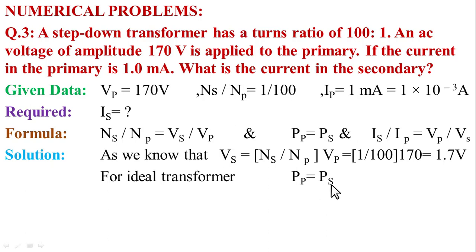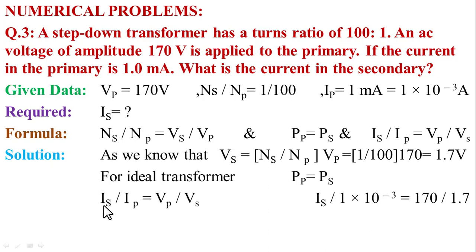Power on primary is equal to power on secondary. So we can write that Is over Ip is equal to Vp over Vs. Putting the values, Is over 1 multiplied by 10 raised to power minus 3 is equal to 170 divided by 1.7. Now we can calculate the value: Is, the current on secondary, will be equal to 0.1 ampere.